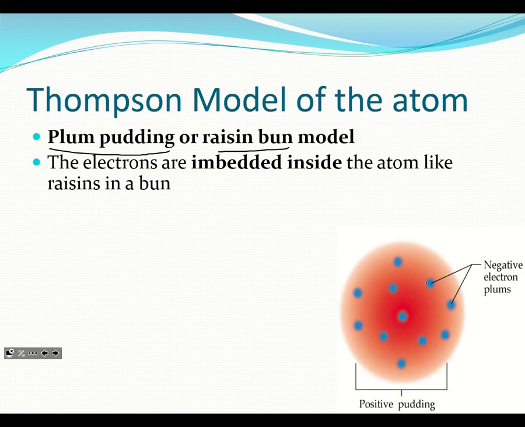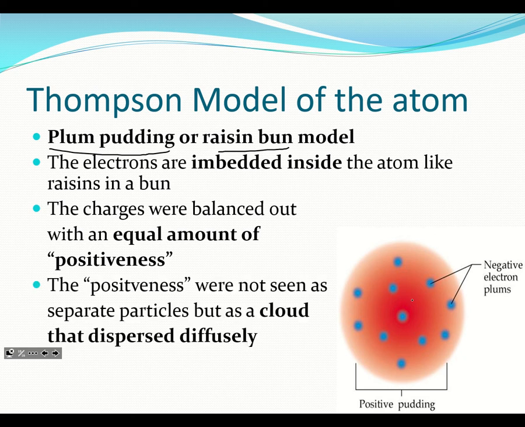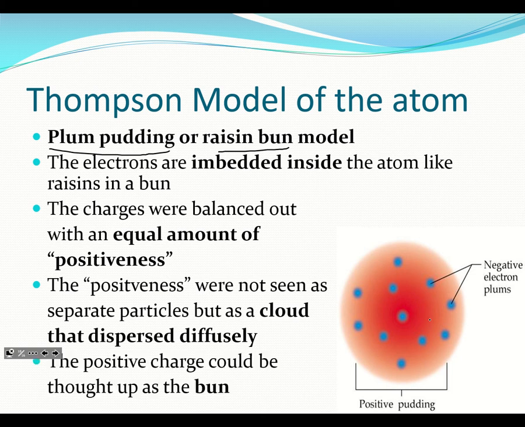But he knew that you couldn't just have negative charges. You needed something to balance it out. So the charges were balanced out with an equal amount of "positiveness." Again, I'm doing air quotes because positiveness isn't really a word. So the positiveness was not separate particles, but a cloud that was dispersed diffusely. So this is like a cloud of positiveness. And the positive charge could be thought of as the bun in the raisin bun, right? So the whole thing was positive. Cool, that's his model.